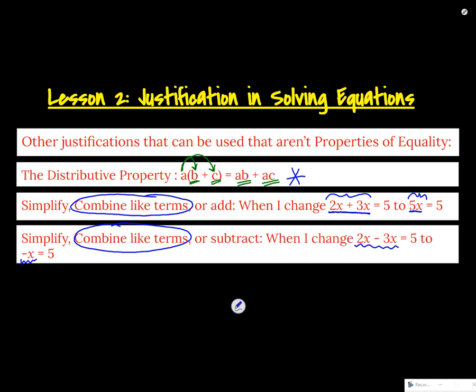So 2x minus 3x is negative x. When I do that, I want to call that combining like terms. That left-hand side is condensing. I am combining like terms. Yes, I'm subtracting, but I want you to call it combined like terms. Okay? So I'm going to know if you watch the video when you go to put stuff in on Canvas. So make sure that you are keeping that straight.